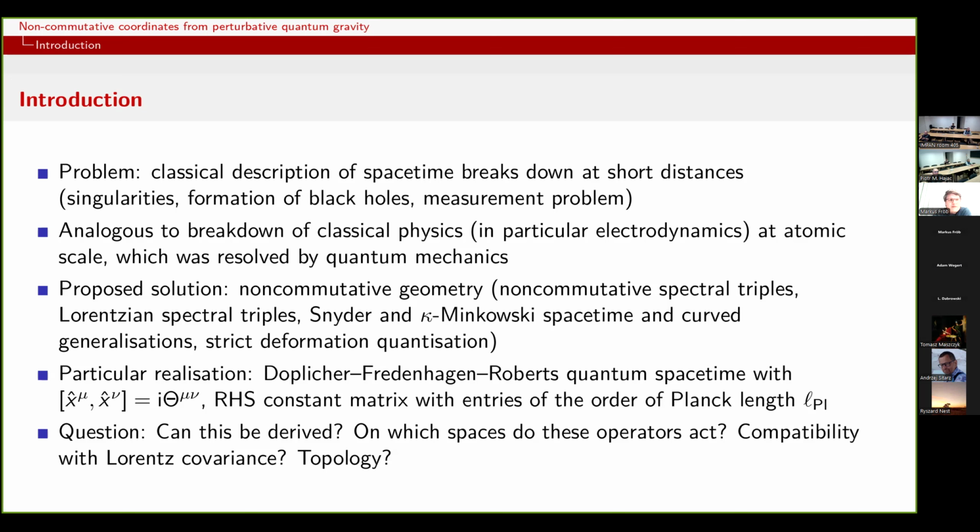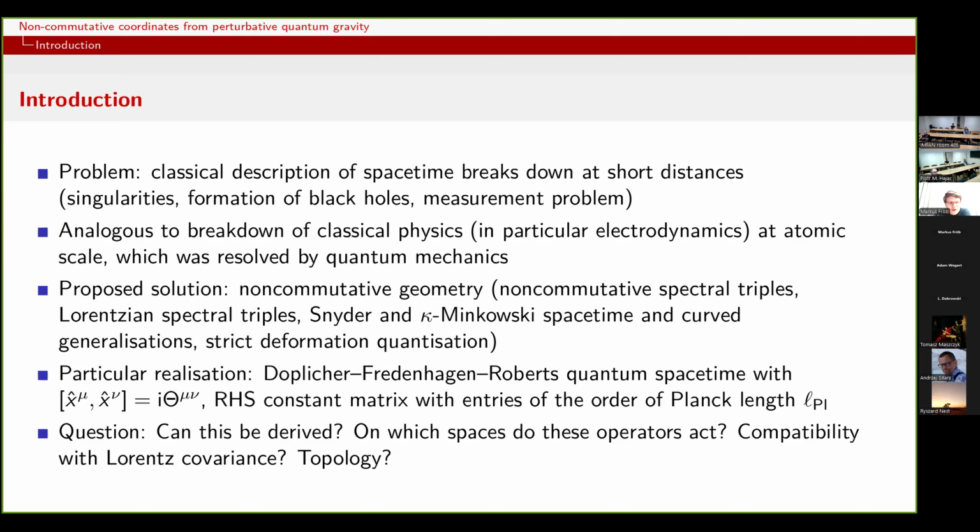And in fact, I think many people think this is analogous to the breakdown of classical physics, for example electrodynamics at atomic scales. And this, well, we all know, was resolved by quantum mechanics. And so in analogy to that solution, there's also a proposed solution for the breakdown of the classical description of spacetime, namely non-commutative geometry.